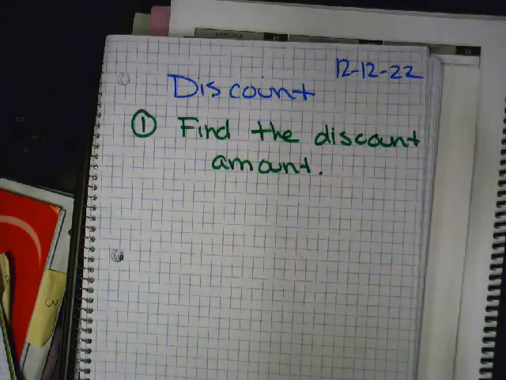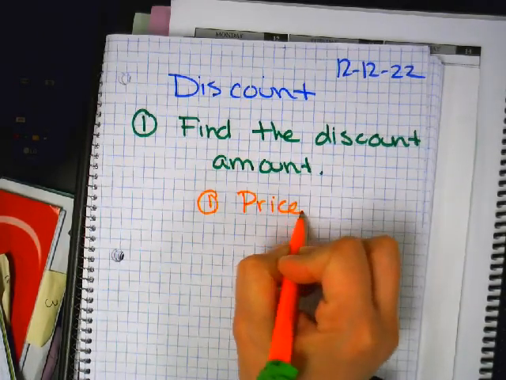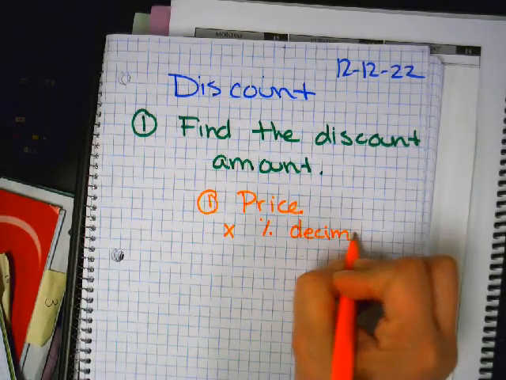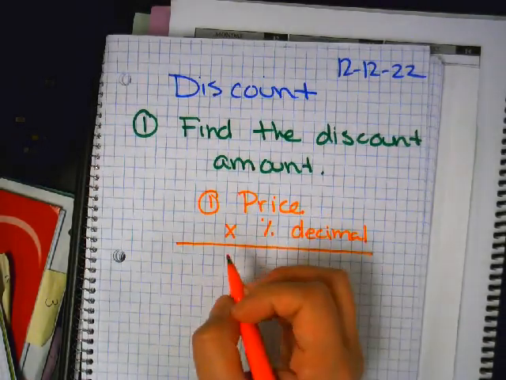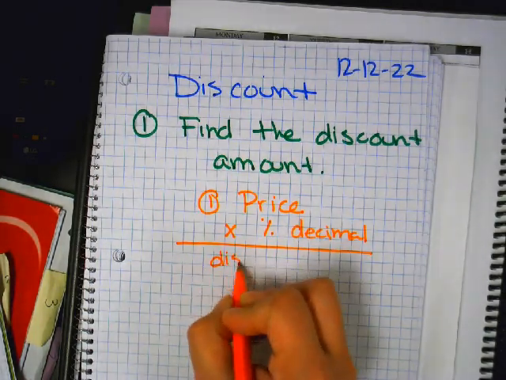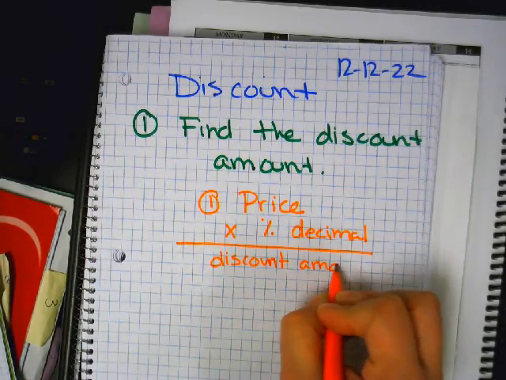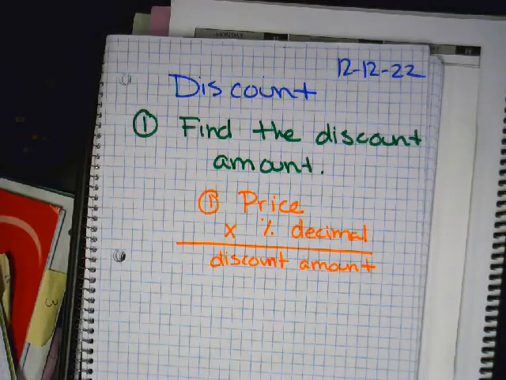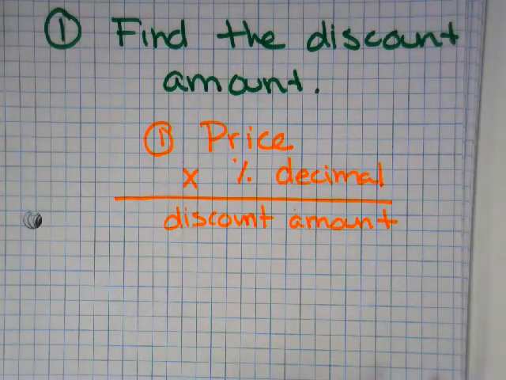Your discount amount. The way we do that is you're going to take the original price of whatever you're buying, and you're going to multiply it by your percent written as a decimal. This will give you your discount amount. Your first step will give you your discount amount. You will take your price and you multiply it by a percent written as a decimal. That will give you your discount amount, as in how much do you save.